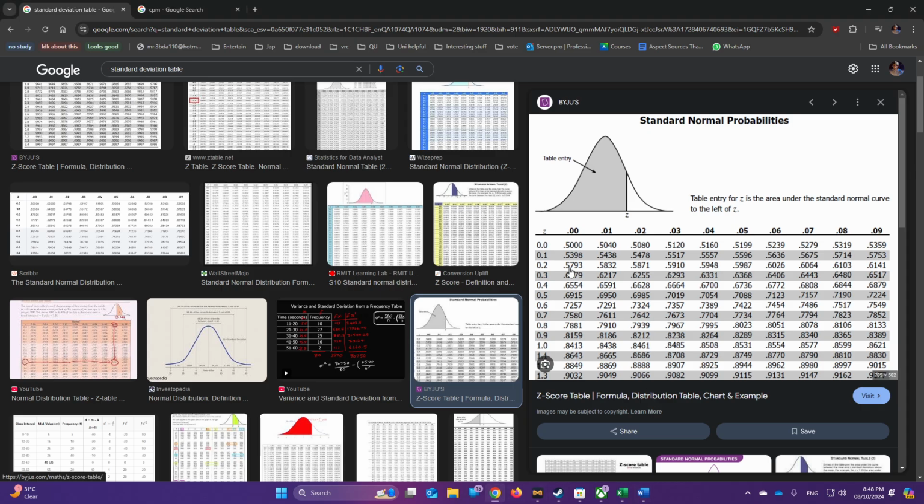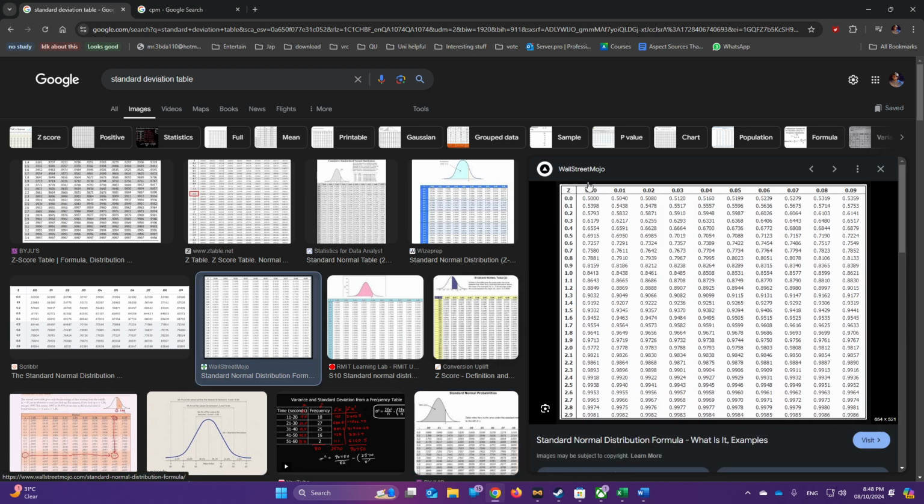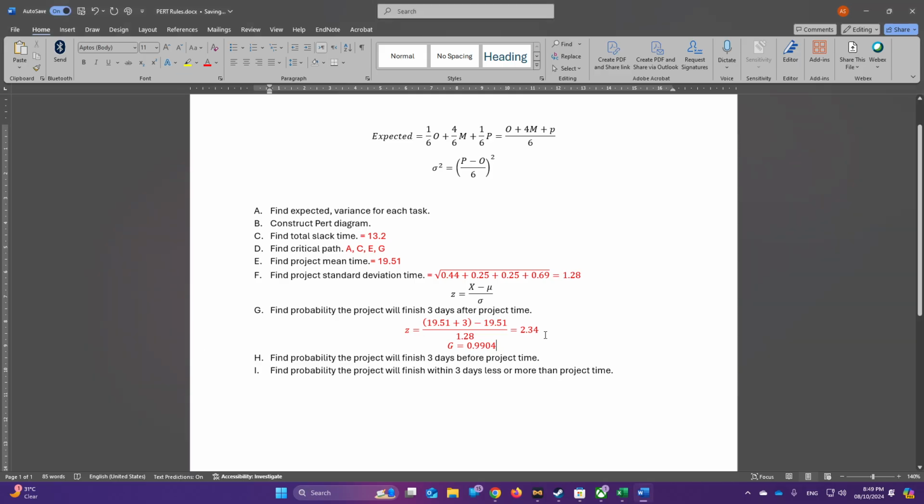Now going back here, here is how to navigate a table. We have this table here, so we will go from the y-axis to find the first 2 digits. We have 2.34, so we need 2.3, and then we need 4. So we will go to the right. Here is 0, 1, 2, 3, and 4. And we have the following probability, which is 0.9904. So in the end, the probability after 3 days will be 0.9904.